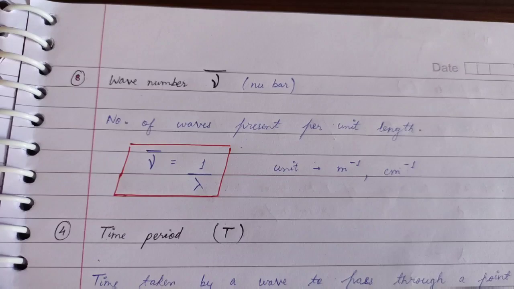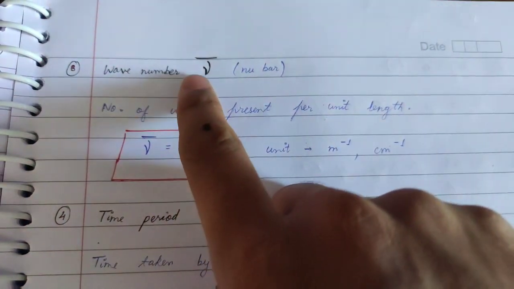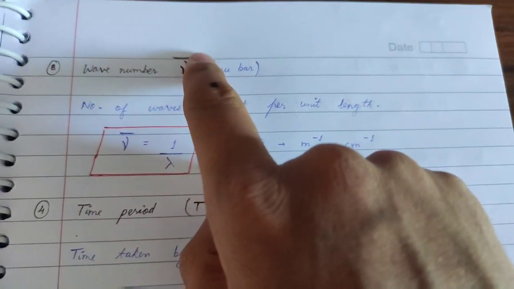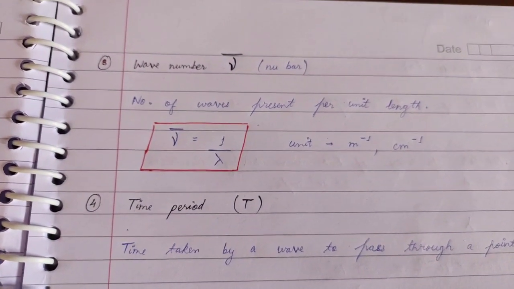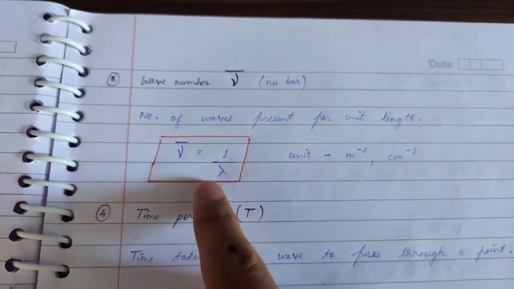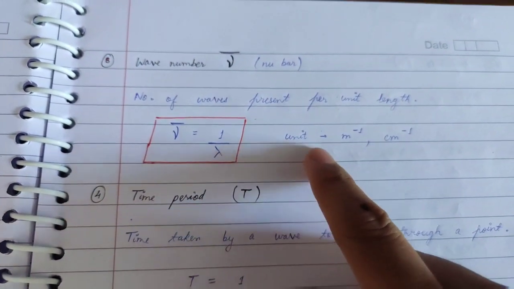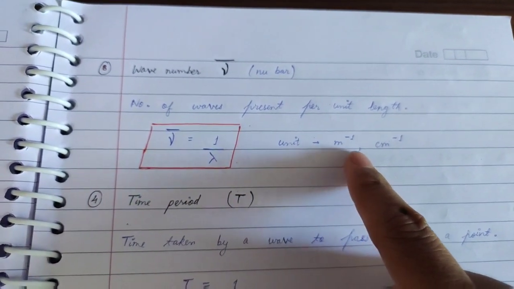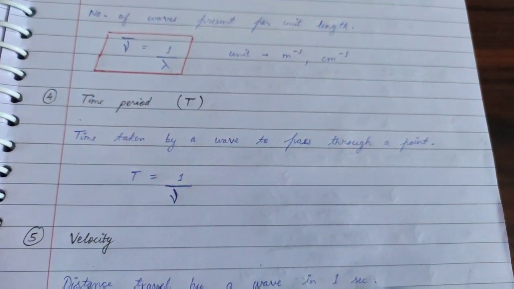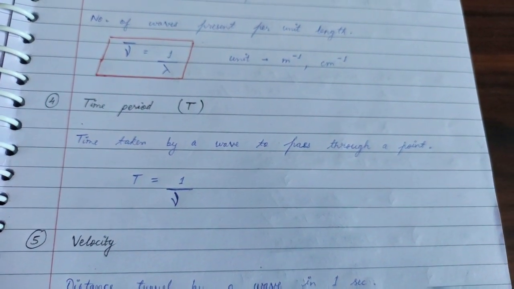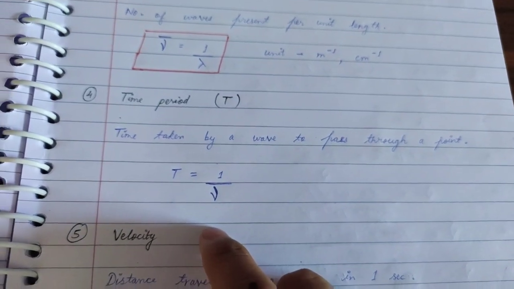Next is wave number, or ν bar. It has the same symbol as frequency with a bar over it. It is the number of waves present per unit length, and its formula is ν bar = 1/λ, where lambda is the wavelength. Its unit is per meter or per centimeter. Next is time period. It is basically the time taken by a wave to pass through a point. So T = 1/frequency.